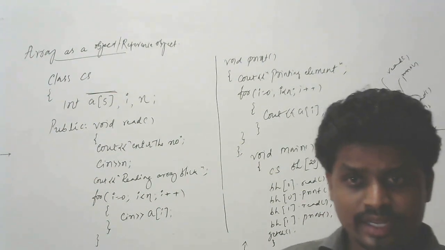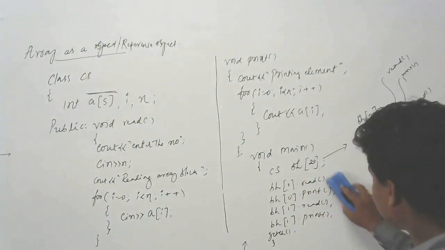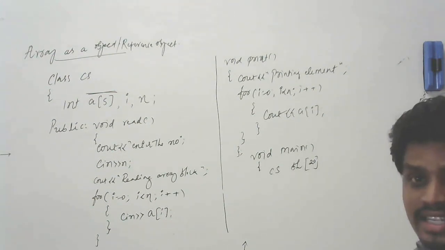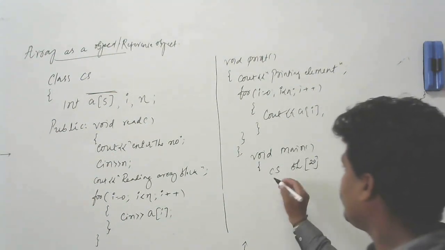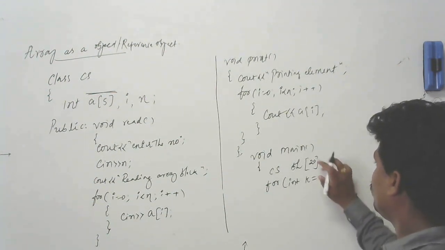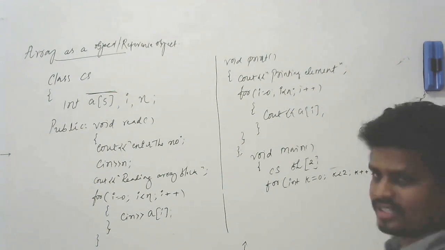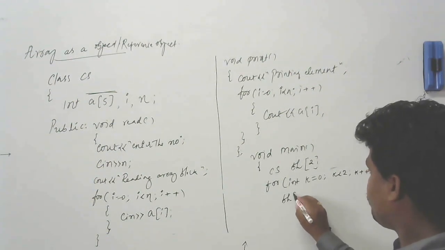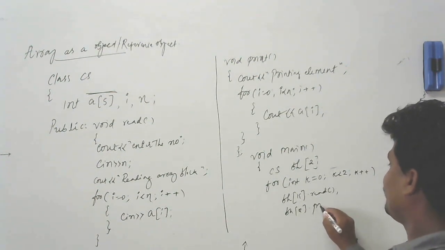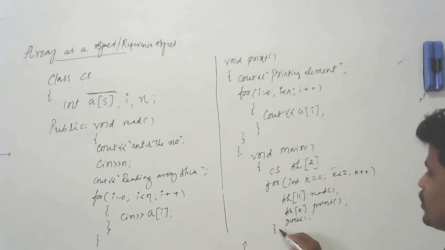It takes time, right? Being a programmer, you are supposed to save time. The simple way to save time is to take the help of a for loop, then it will become very easy for you to execute the program. Here you take a for loop, then int k equal to 0, k is lesser than 2, k plus plus. Then you write bh of k dot read, bh of k dot print, then close the brace, get ch, close the brace, semicolon.